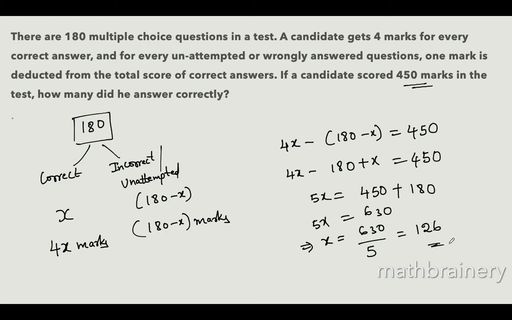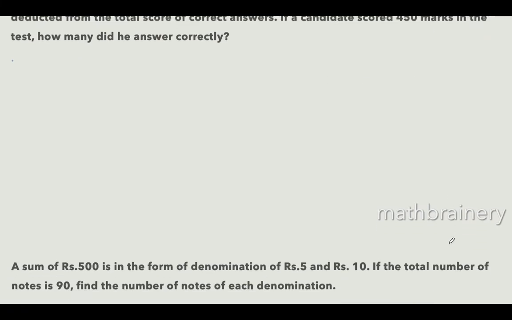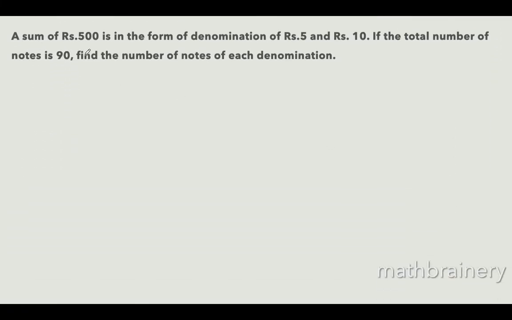Let's look at the next question. A sum of 500 rupees is in the form of denominations of 5 rupees and 10 rupees. If the total number of notes is 90, find the number of notes of each denomination. So there is a total number of 90 currency notes.